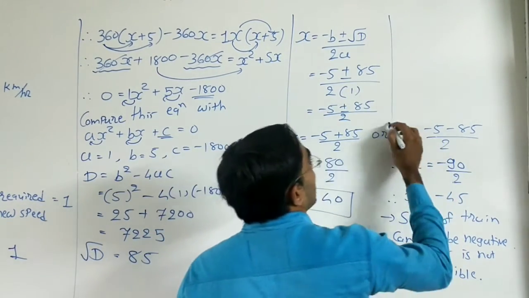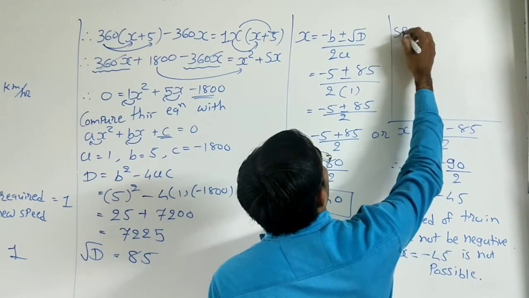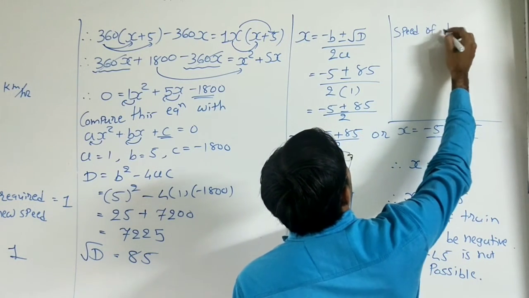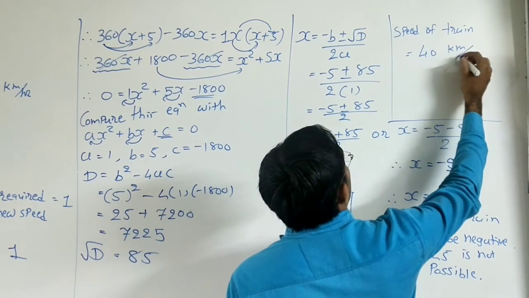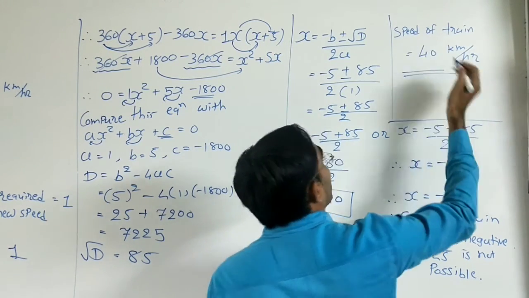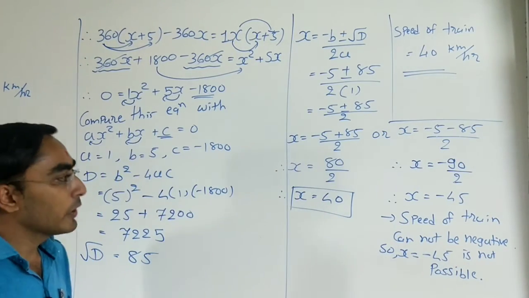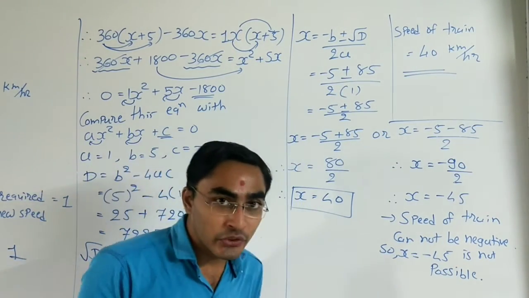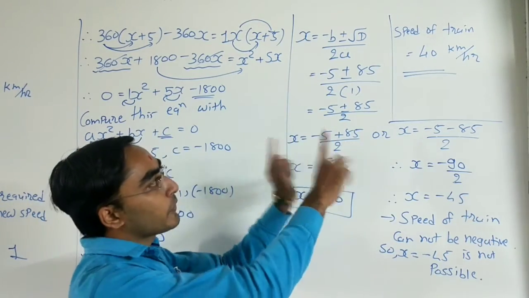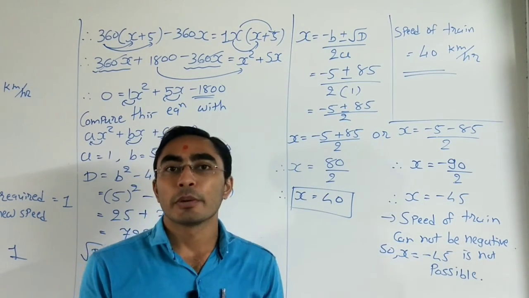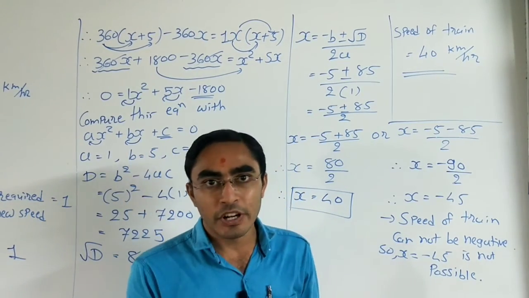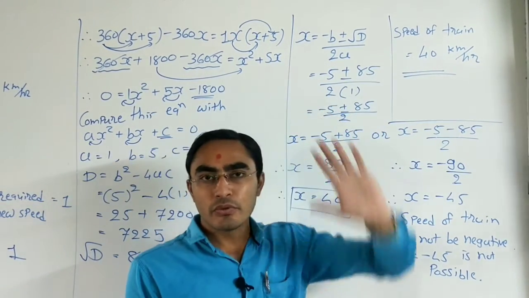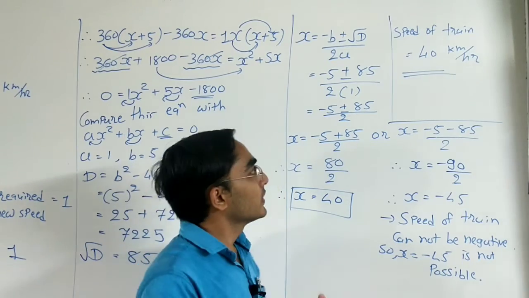So at last we need to write this. Speed of train is equal to 40 km per hour. Okay. Initially what we assumed, speed of train is equal to x. Okay, so speed of train is equal to 40 km per hour. In the question what is written? Find the speed of train. So speed of train is equal to 40 km per hour.